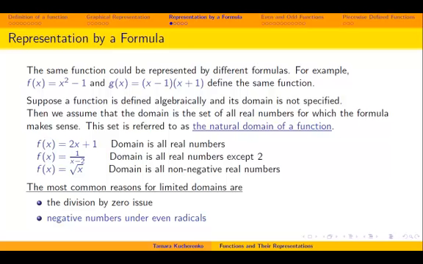Here you need to be careful. We can have negative numbers under odd-powered radicals, but not the even ones. For instance, the cube root of negative 8 is negative 2, but the square root of negative 8 is not a real number. So if a function involves an even radical, you need to make sure that the expression under the radical is non-negative.